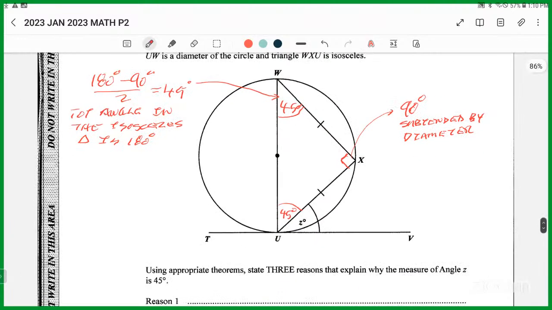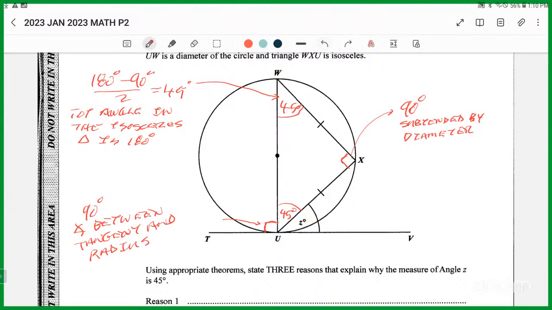I'm also going to need this angle right here. That angle is 90 degrees, the angle between tangent and radius. So that angle is 90 degrees. Once I have those angles, I can use them to reference Z.